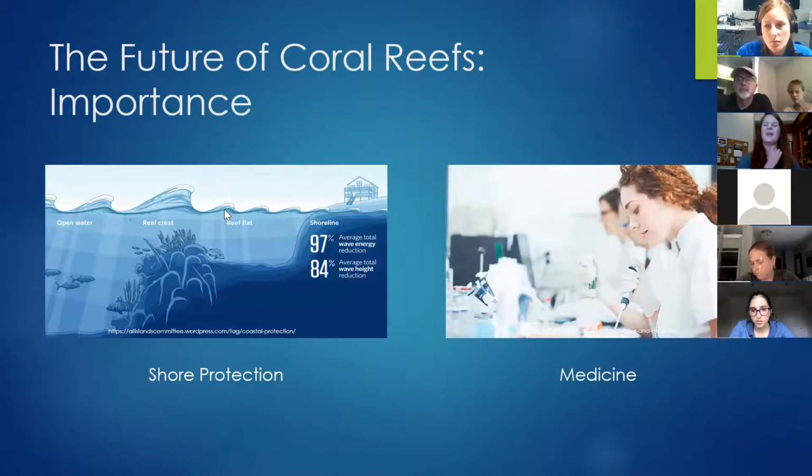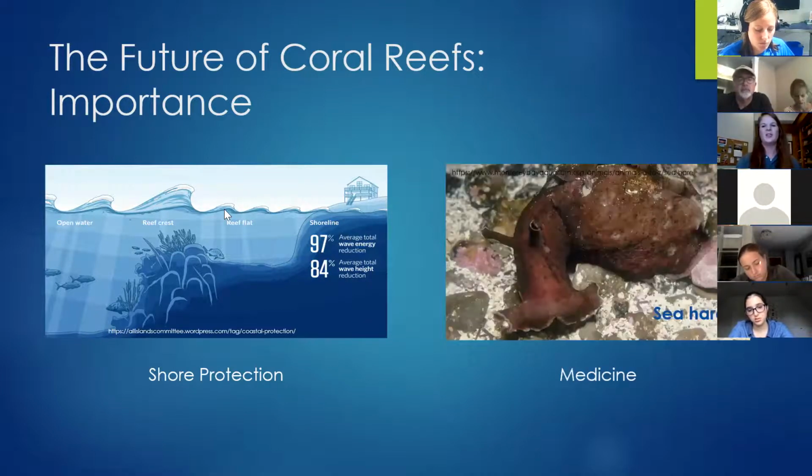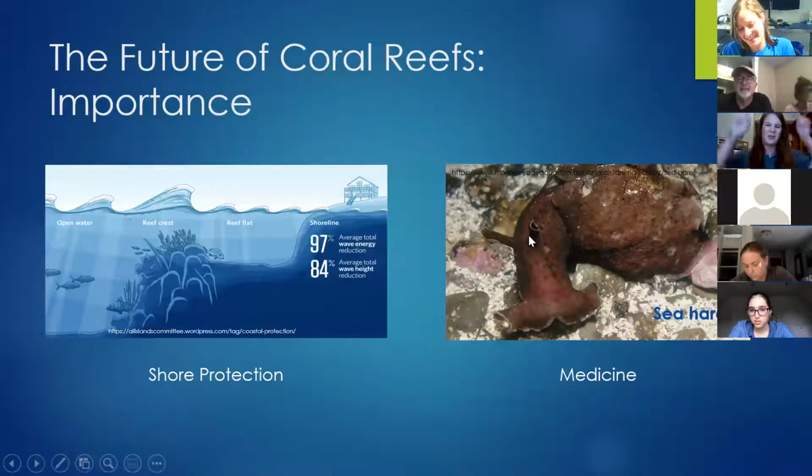And they're important for medicine. So coral reefs have been called pharmacies of the sea. We can utilize corals and other coral reef organisms in medicine and the creation of treatments. So one example of this is the sea hare. My brother asked me to put a picture of this on here for you. It's a giant sea slug, and they're called sea hares because they have these little receptors on top of them that look like bunny ears.